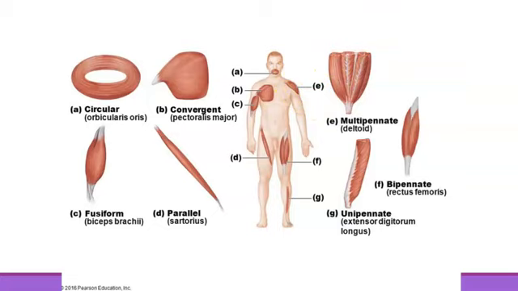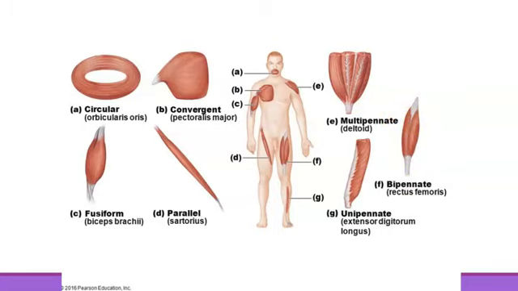With bipennate, fascicles insert into the tendon from both sides. So an example of this is the rectus femoris muscle of the thigh. So we see two sort of feathers here along the sides of the feather.